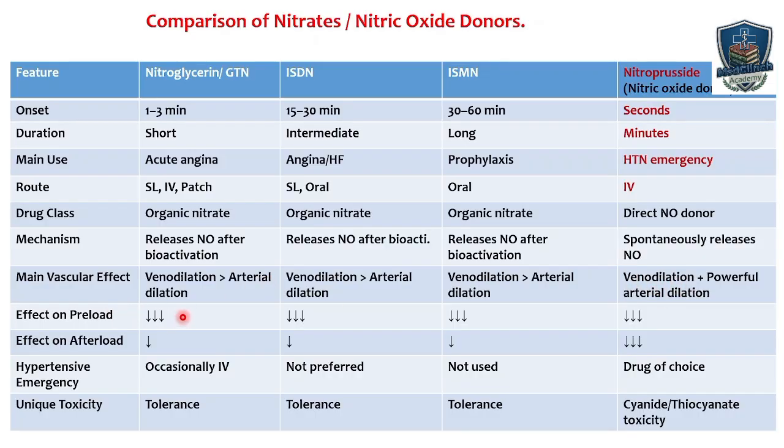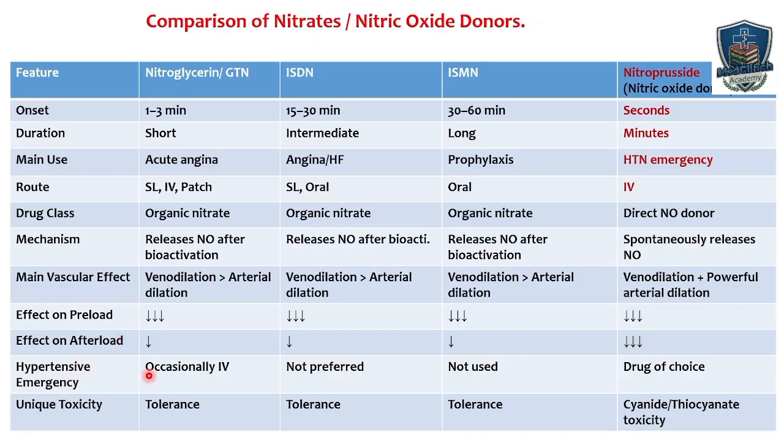On the preload effect, all these drugs, the nitroglycerin, the isosorbide dinitrate, the isosorbide mononitrate, and the nitroprusside, have a crucial role when it comes to decreasing the preload. On the afterload, the nitroglycerin, the isosorbide dinitrate, and the isosorbide mononitrate have very minimal effect, and they show an impact only in high doses. Whereas the nitroprusside has an equal action on the preload and afterload.